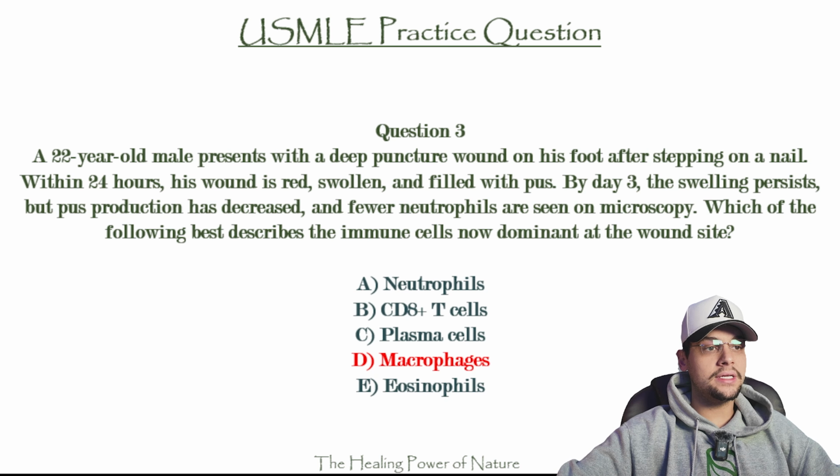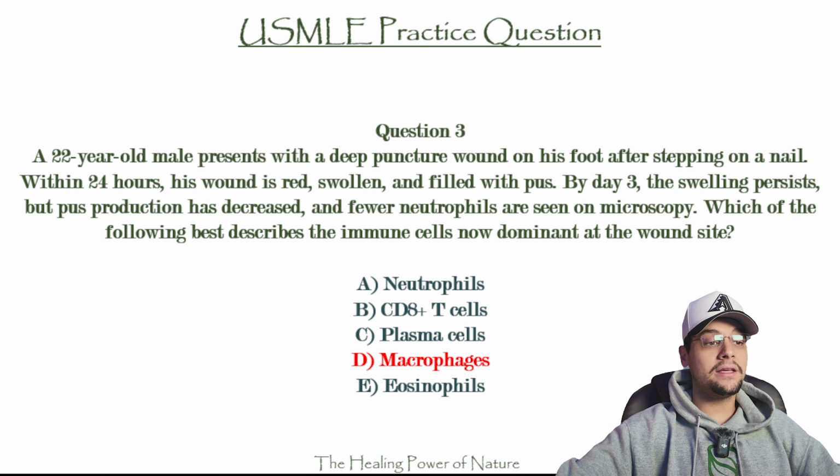If you chose D, macrophage, that's correct. Remember, neutrophils are the first responders and predominate in acute inflammation. They're the first responders, usually lasting 24 to 48 hours. By day 3, macrophages replace neutrophils and take over as the dominant cell. Remember, neutrophils are the early responders. CD8 positive T cells and plasma cells are part of adaptive immunity seen in chronic inflammation, and eosinophils are important for parasite infection and allergies, not acute bacterial wounds.